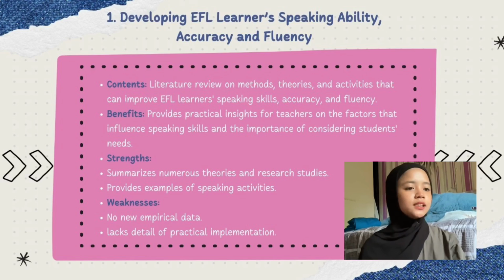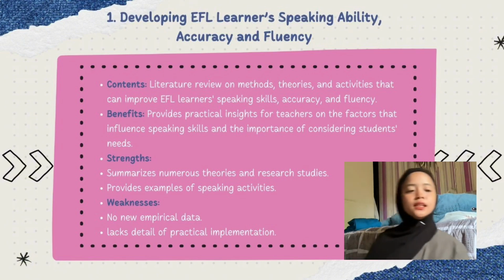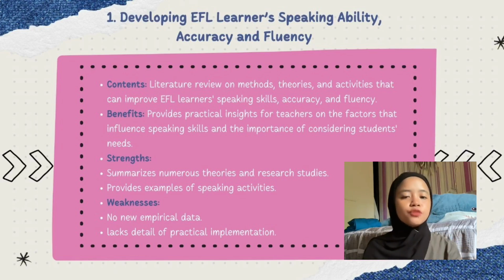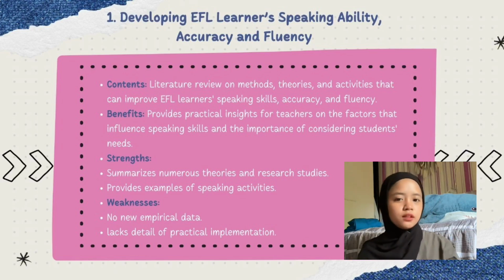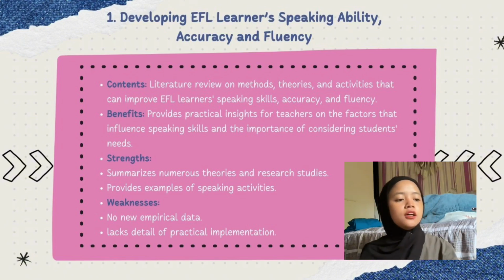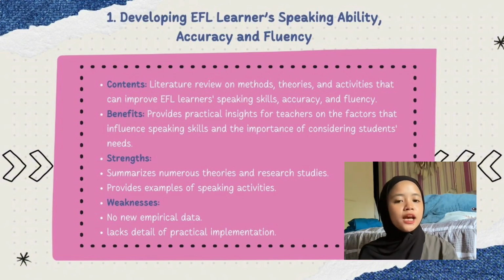The first article title is Developing EFL Learner Speaking Ability, Accuracy, and Fluency. So what is this article about? This article is a literature review on methods, theories, and also activities that can improve EFL learner speaking skills, accuracy, and fluency. The benefit is it provides practical insight for teachers on factors that influence speaking skill and the importance of considering students' needs. And also the strengths are it summarizes numerous theories and research studies, and also provides examples of speaking activities.